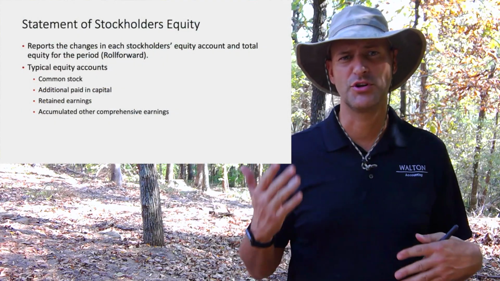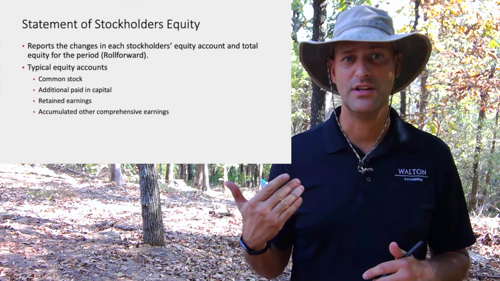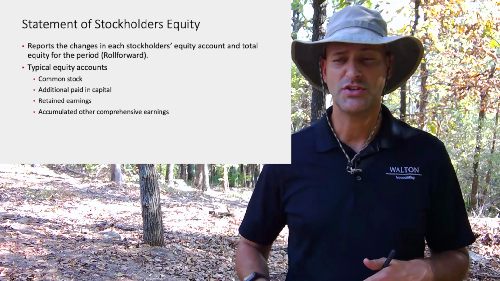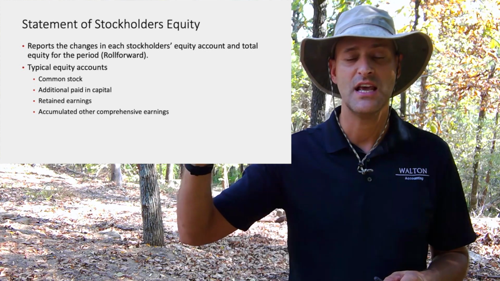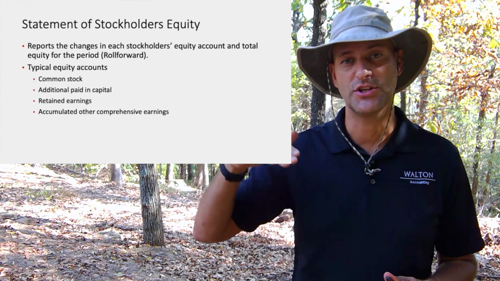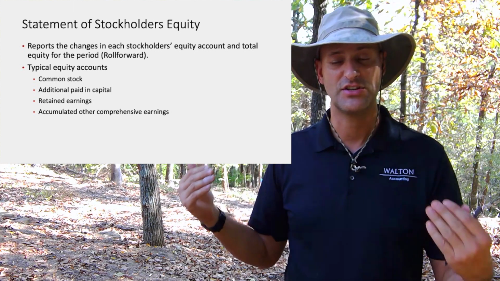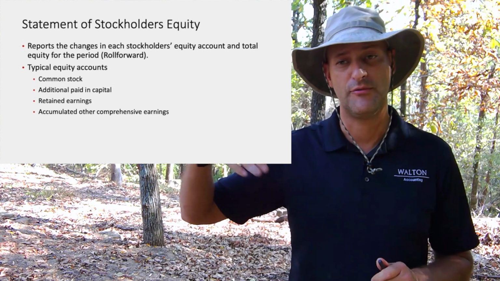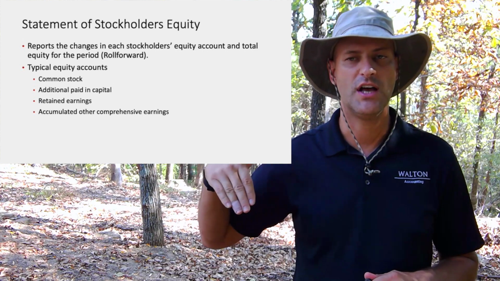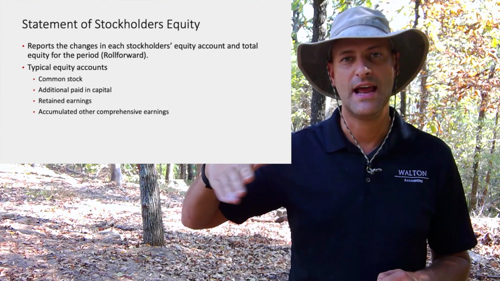The statement of stockholders' equity reports changes in each stockholders' equity account and the total equity for the period. We do this essentially through a roll-forward method, where we start with the beginning balance and roll it forward, showing all the changes in our stockholders' equity accounts, which gives us our ending balance. So retained earnings goes up if we have income, it goes down if we have a loss, and then it goes down if we issue dividends.